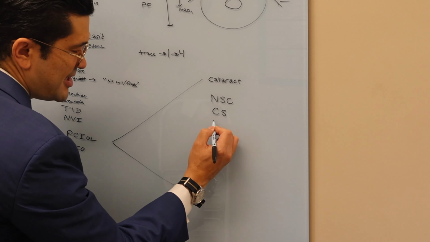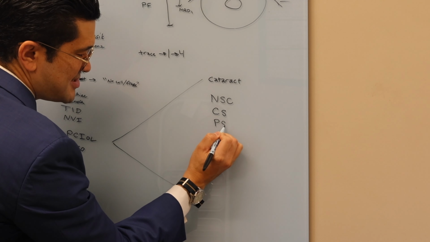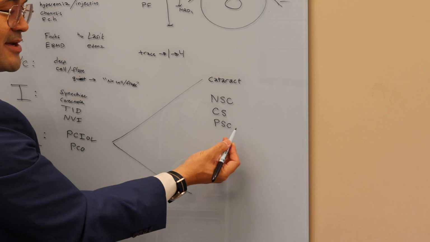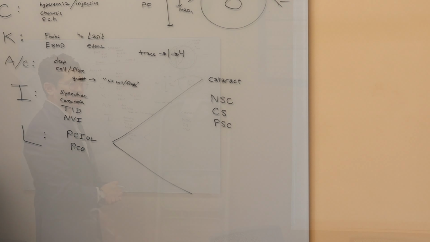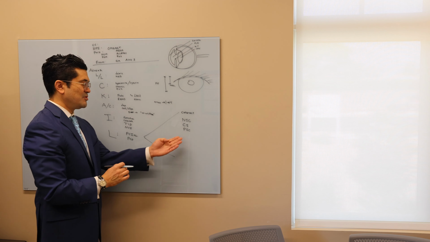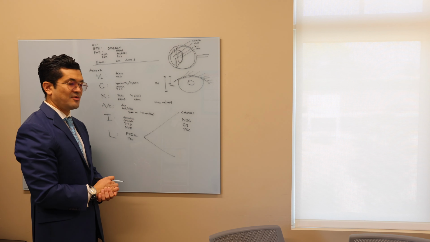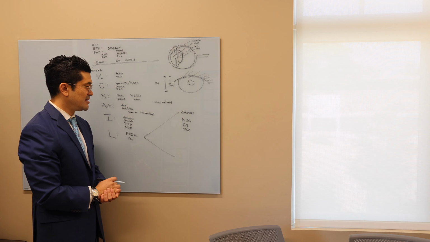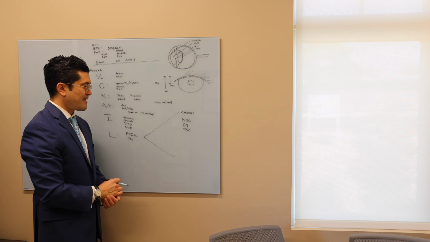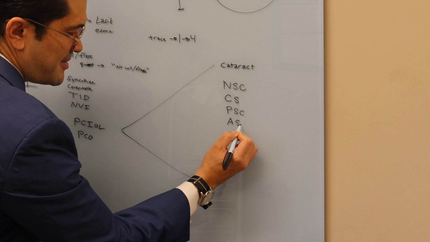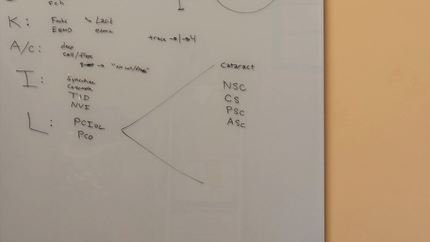You might see a phrase like PSC. That stands for posterior subcapsular. This will usually be a patient with diabetes or a younger patient that has a more aggressive type of cataract. And you might see this term too, anterior subcapsular, ASC.